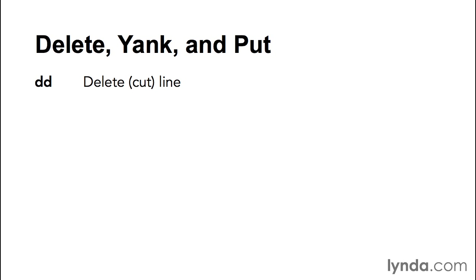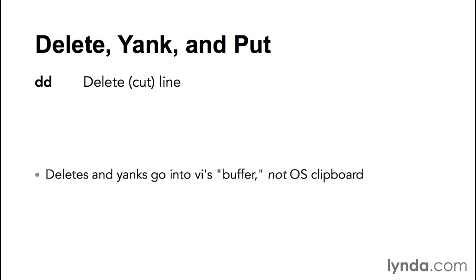The delete command works the same as cut in a modern word processor in that it puts the deleted text into a buffer. The buffer is like the OS clipboard, but it isn't the same as the OS clipboard. It belongs to this copy of vi only. If you're running multiple copies of vi in different windows, then the buffer of one vi is not the same as the buffer of another vi. Unlike the OS clipboard, which can be used to copy information from one process to another, this buffer is private to this copy of vi.